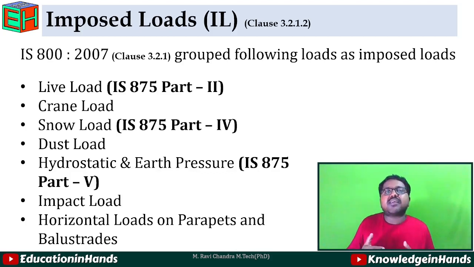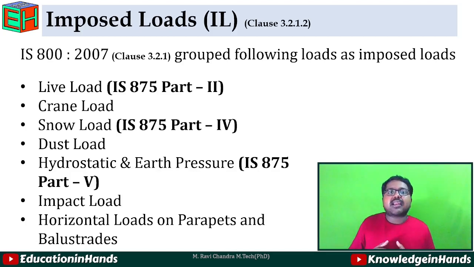This is a subsurface load which acts on the structure at the time of construction or when there is a hydrostatic pressure. The next one is impact load. Impact load will act on a structure suddenly with certain impact, which is also a temporary load. And the last one is horizontal loads on parapets and balustrades.